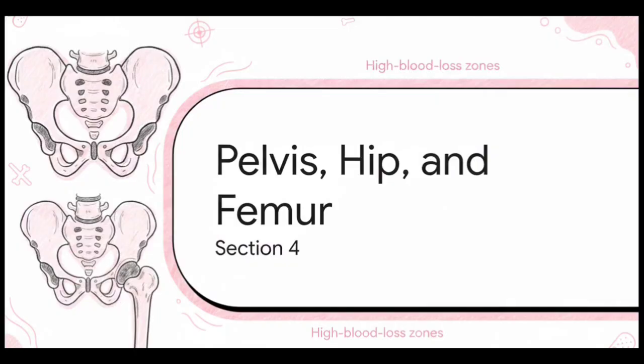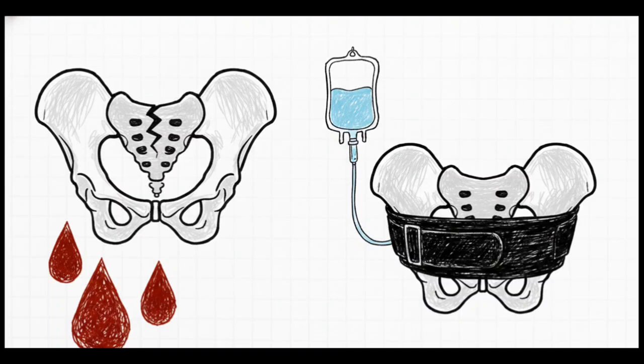Up next, Section 4, pelvis, hip, and femur. Listen, pelvic ring disruptions are massive hemodynamic emergencies. They can easily hide 2 to 3 liters of blood loss, which means you need immediate volume control and a pelvic binder. Strict adherence to ATLS protocols is entirely non-negotiable here. And if the patient is still unstable after you place that binder, you've got to suspect an arterial bleed and consider an urgent angiogram and embolization.